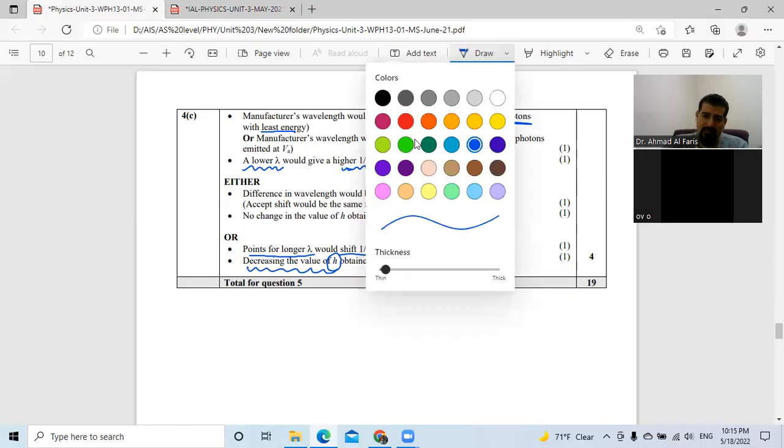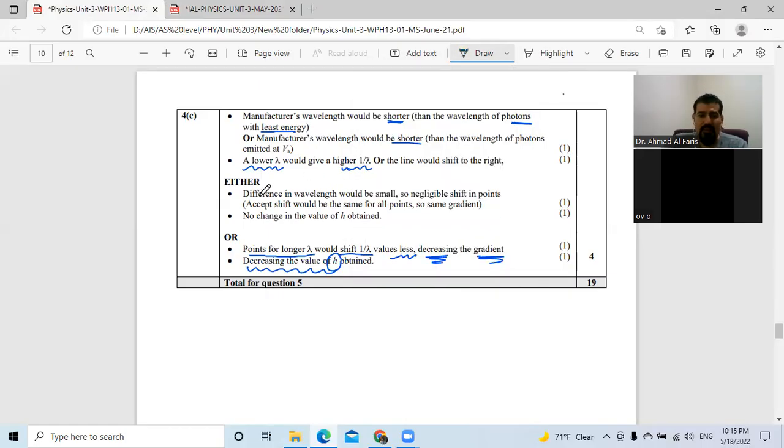The other answer they said is that different values of wavelength will be smaller, so it will be negligible on the shift of this point. All the graph will be shifted, so there's no change in the value of h obtained. I don't think that the student will do that. If we do this in reality, we will get the second answer.